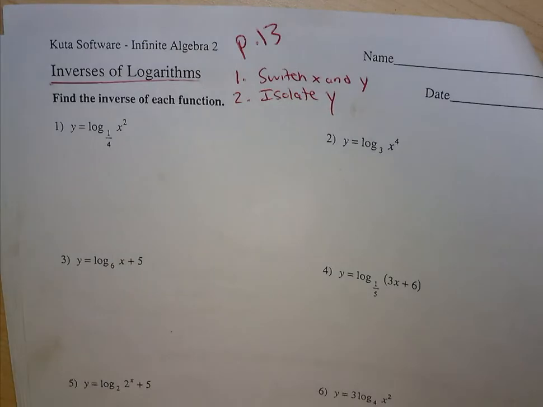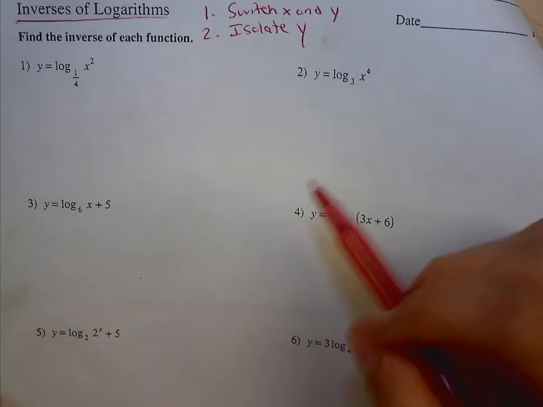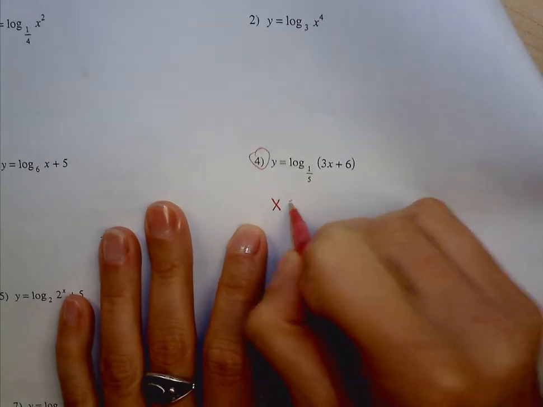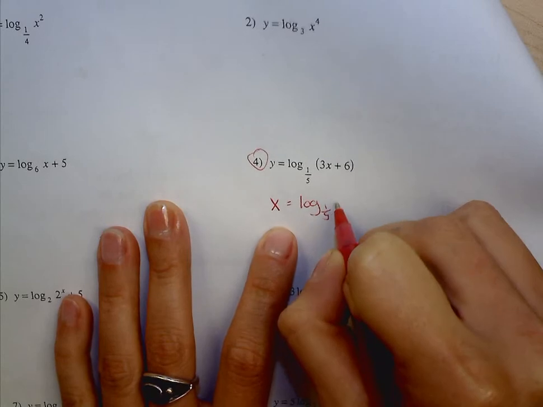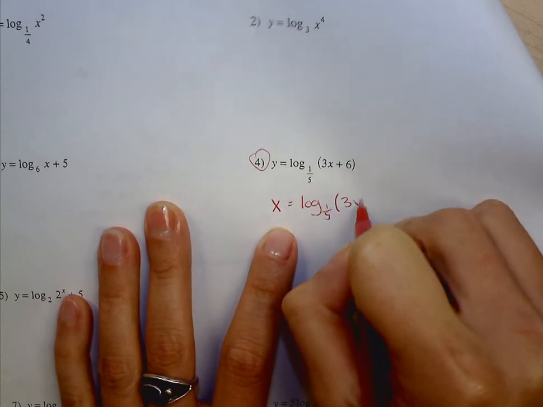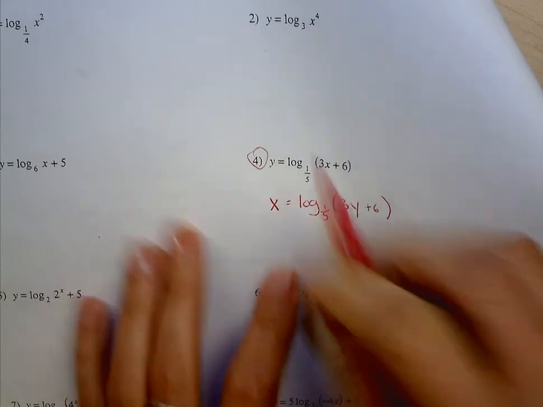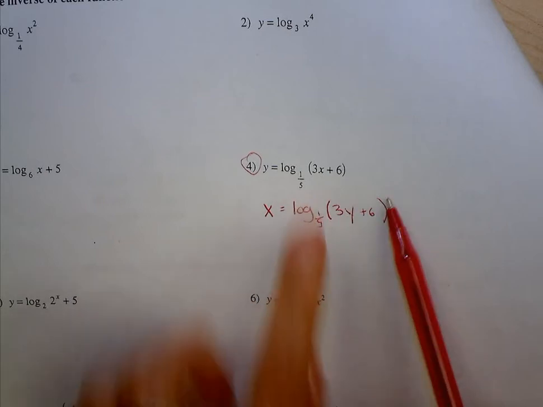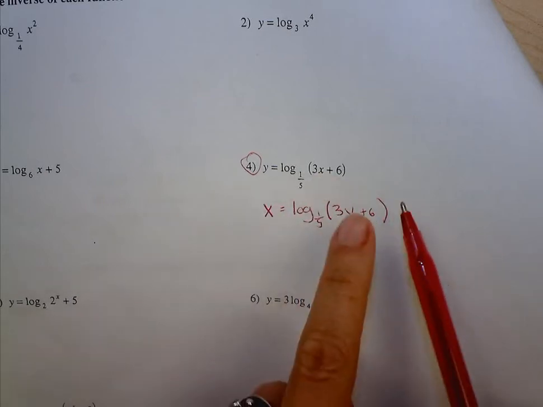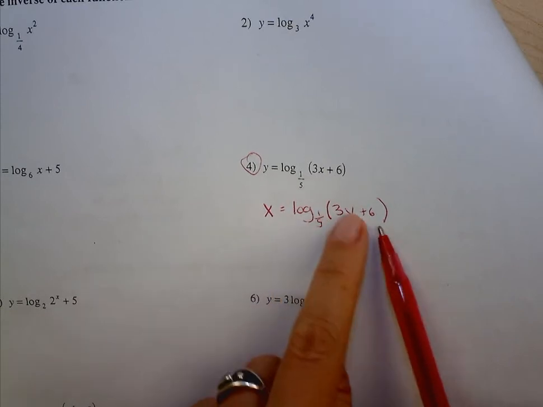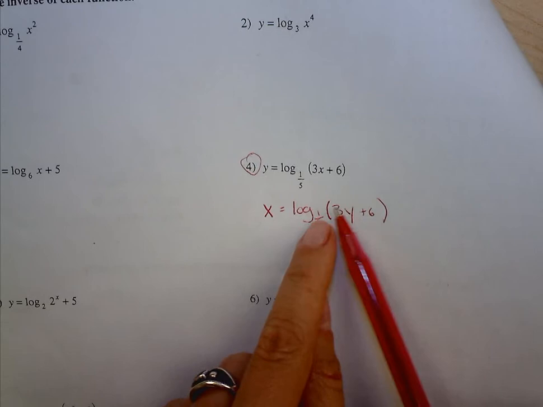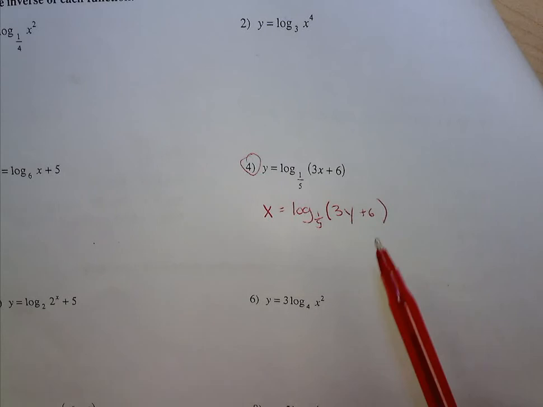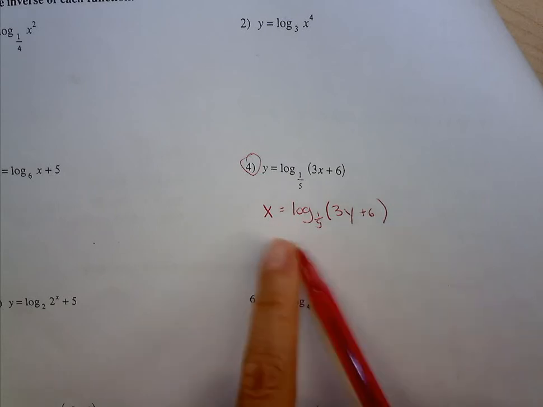So let's look at number 4. The first thing that I want you to do is switch x and y. So x is equal to log base 1/5 of 3y plus 6. Now the next step is to isolate y. So I need to get this y alone. I try and look on the outside of the log and see if there's anything first that I can pull over to the left side. There's nothing outside the log. This 3y belongs to this log, and the plus 6 belongs to the log.